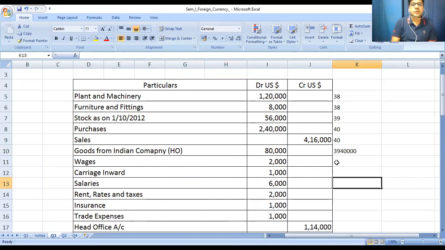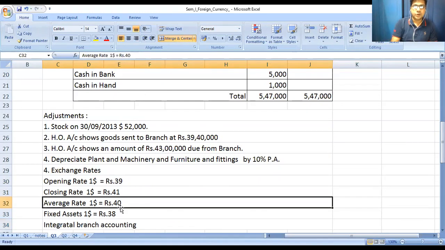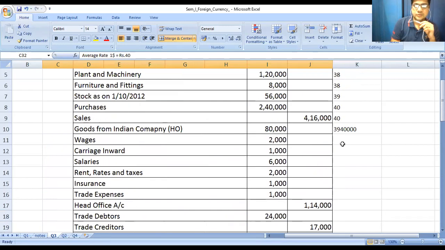Next is wages, 2,000 US dollar. Again it is a revenue item. Always we have to consider the average rate per dollar, rupees 40. This rate we have to consider and write here.